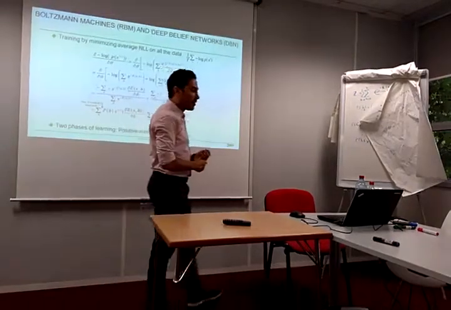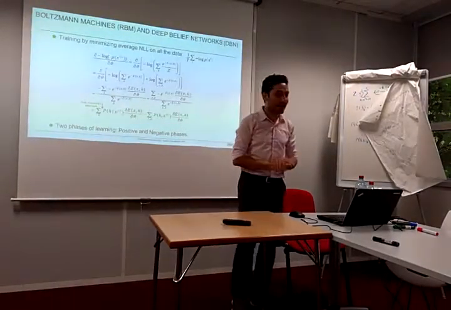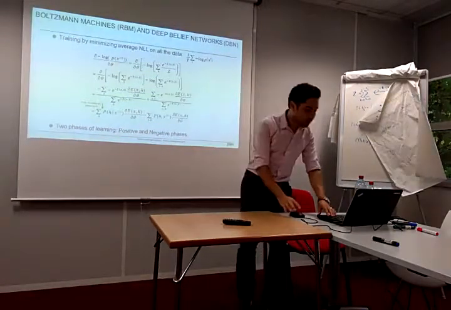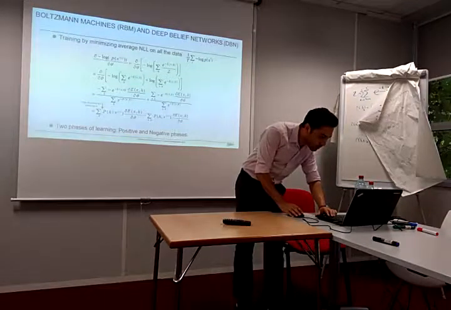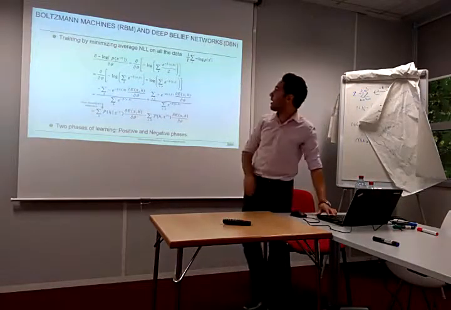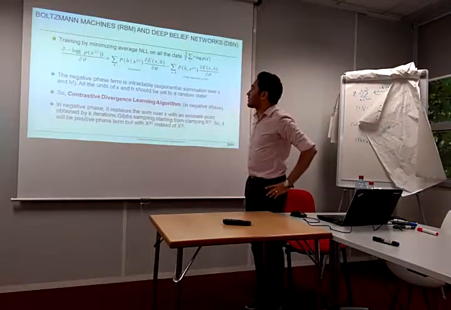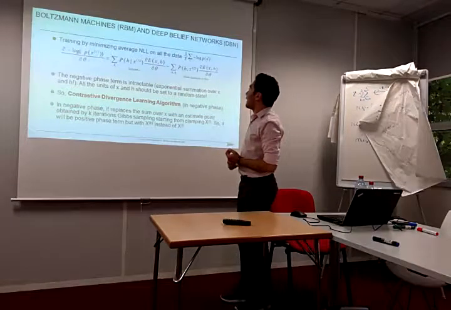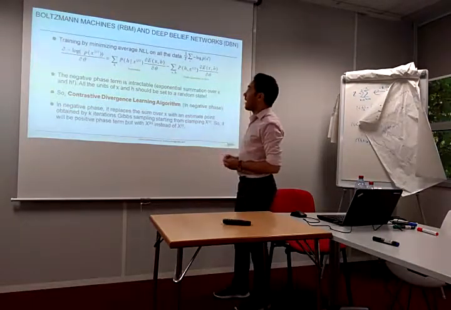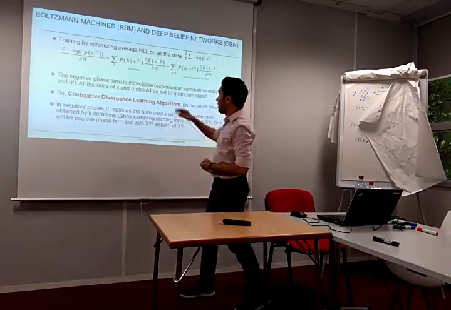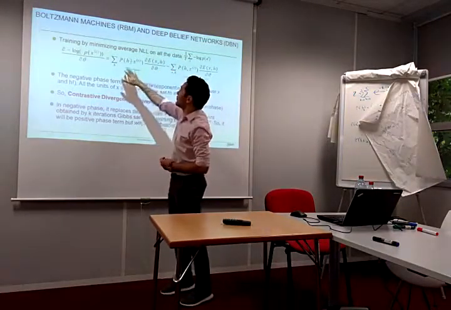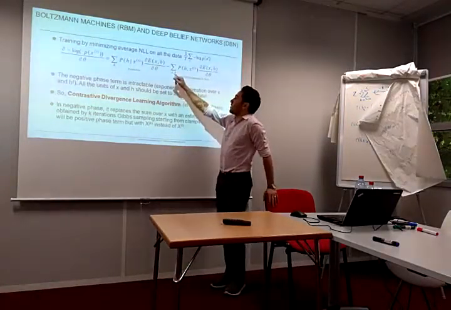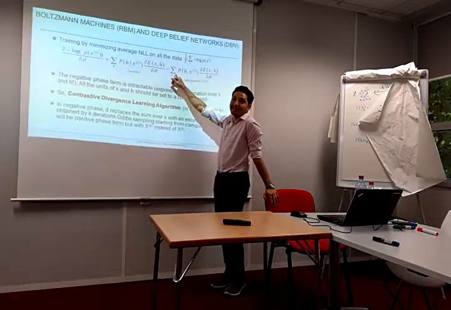And I will tell you how Mr. Hinton has suggested a way to train such networks that was not feasible before. We will use the contrastive divergence learning algorithm, and the way it works is that we do not have any problem evaluating this term, but we have a problem evaluating this term because it is a double summation over x and h, which is intractable.